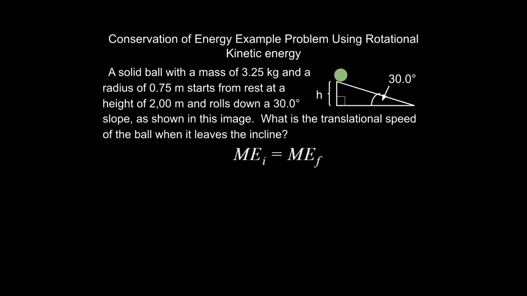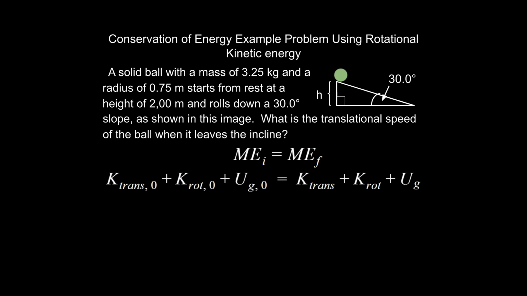The first thing I want to do is write down the concept that our initial mechanical energy is going to be equal to our final mechanical energy. That entails what we had talked about previously. We've got 3 initial terms and 3 final terms. With this scenario, we can drop out the first 2 terms. Why is that? Well, this starts from rest, and if it starts from rest, it has no translational kinetic energy and no rotational kinetic energy initially.